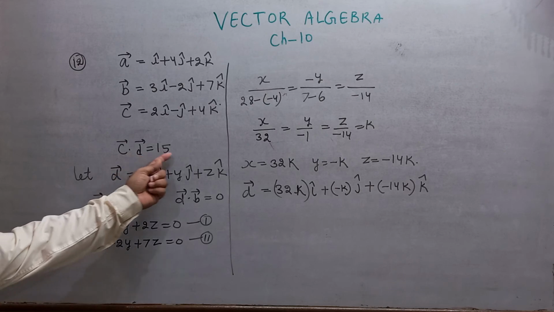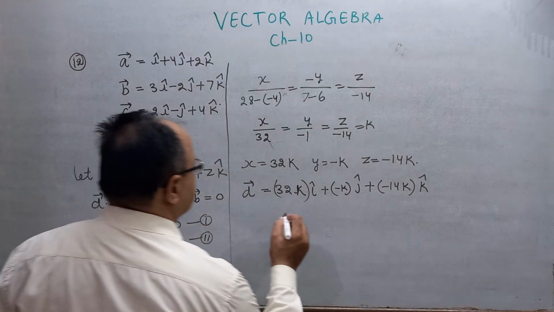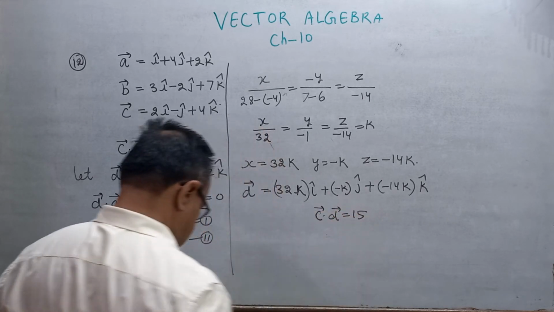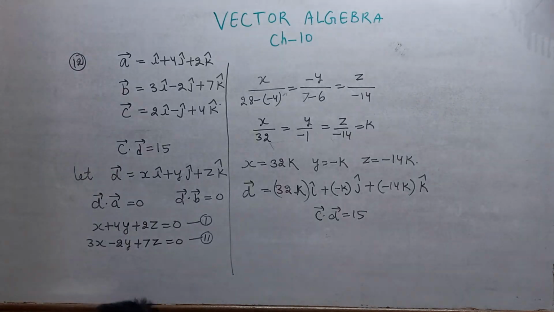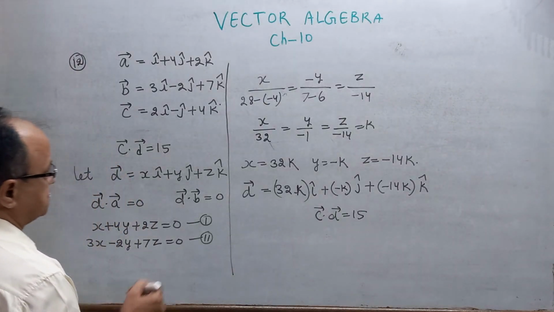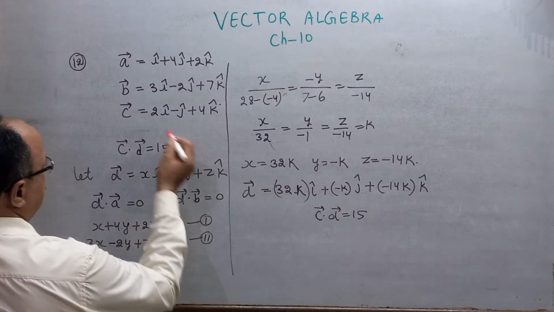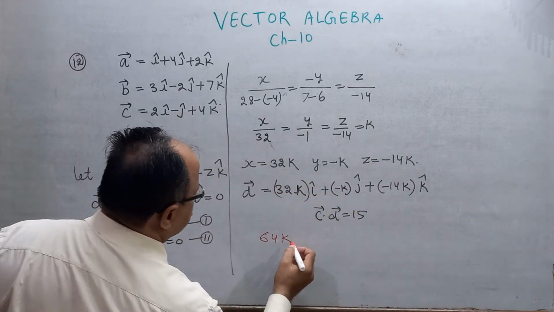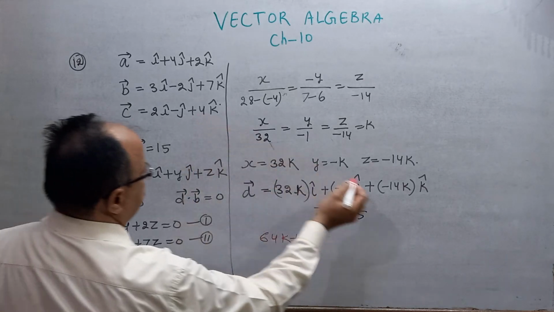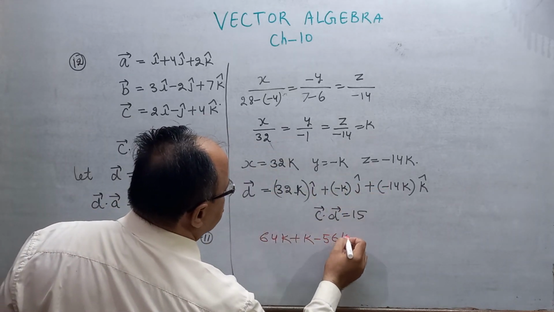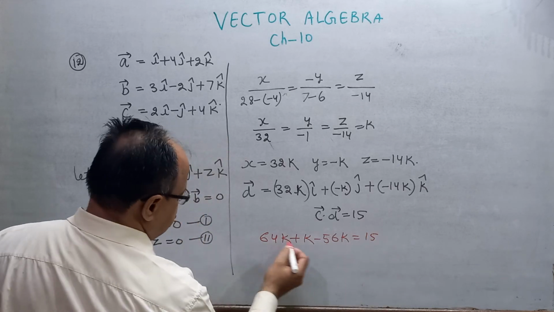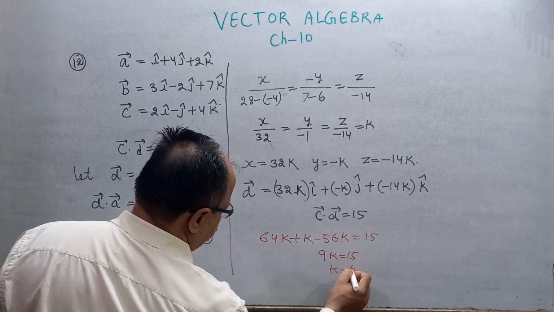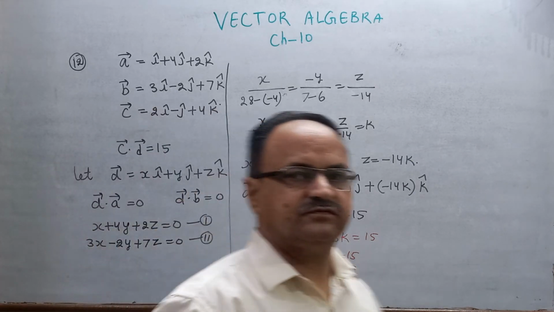And the condition of C dot D is 15, given. Now the dot product C dot D: 32 times 2 is 64k. That is minus 1 times minus k, that is plus k, and 14 times 4 is 56k, equal to 15. 65 minus 56, 9k is equal to 15. Therefore k is equal to 5 by 3.